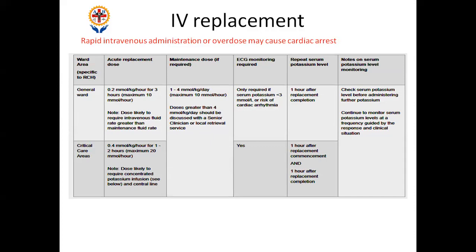So this is how you will give the infusion. If a child is in a ward without cardiac monitoring, you can give very slow correction like 0.2 millimoles per kg per hour. For 3 to 4 hours you can give, and then you can recheck the potassium and you can increase the maintenance dose. Maintenance dose you can increase to 1 to 4 milliequivalents per kg per day.